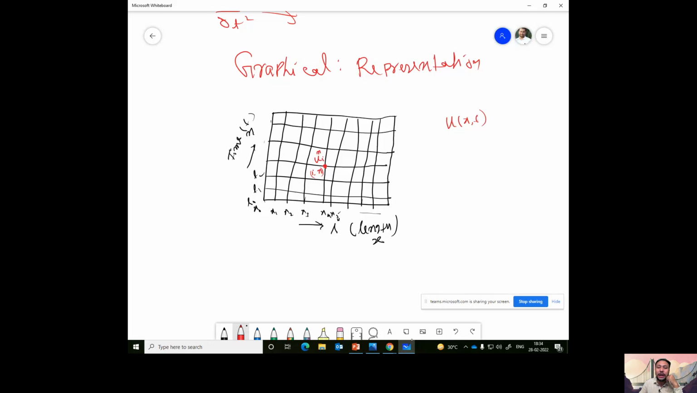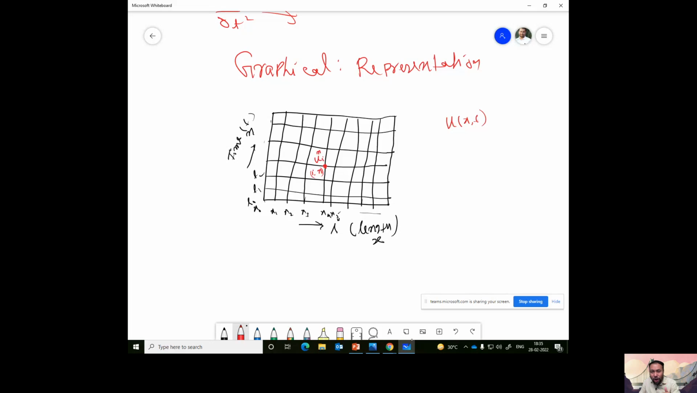If I move along the top, the u superscript will increase or decrease. If I move left or right, then the subscript i will change. If I move to the right side, I get i plus 1. If I move to the left side, I get i minus 1. If I move above, then i is constant because I am not moving left and right.